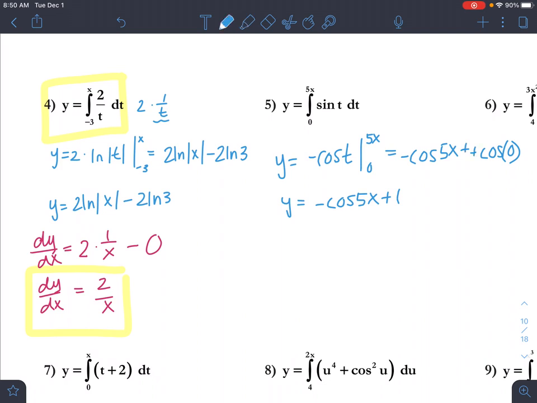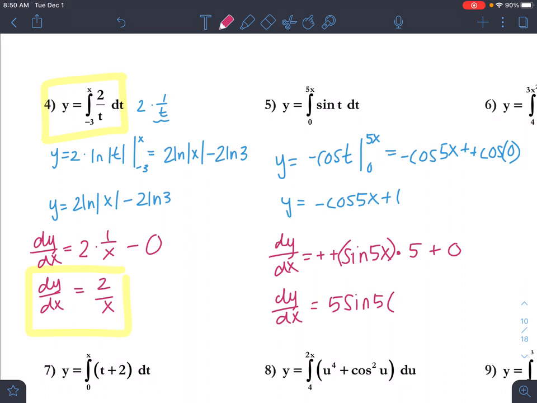Okay, when I take the derivative, the only change here that's a little bit different is the derivative of negative cosine would be negative sine, so positive sine of 5x. The fact that it's 5x, guys, means times 5, right? Plus 0, the derivative of 1. So the only change here is we had to do chain rule. Okay, so we end up with 5 sine of 5x.